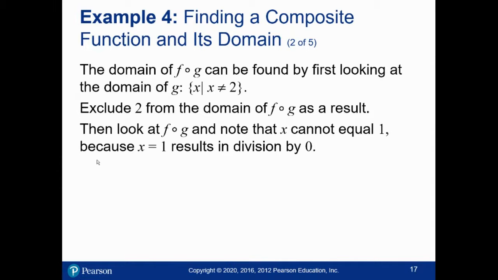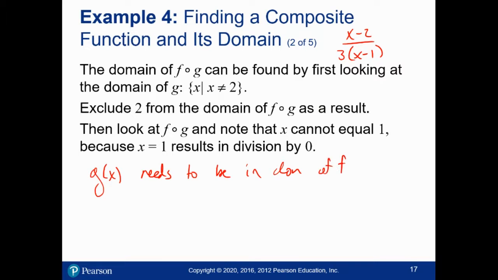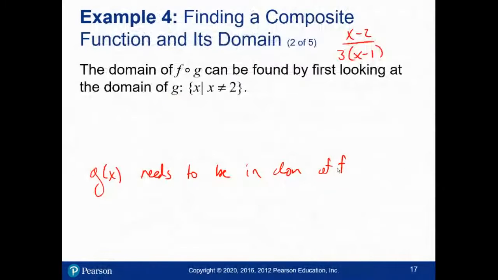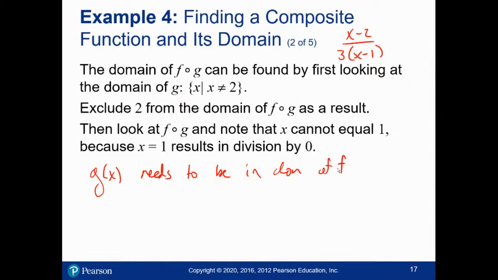So our function was x minus 2 over 3 times the quantity x minus 1. This was f of g. Now, g of x needs to be in the domain of f. Okay, sorry, I need to flip back to remind myself what f was. 1 over x plus 3. So I need g of x to be in the domain of 1 over x plus 3. In other words, g of x can't be equal to -3. That would be a problem.